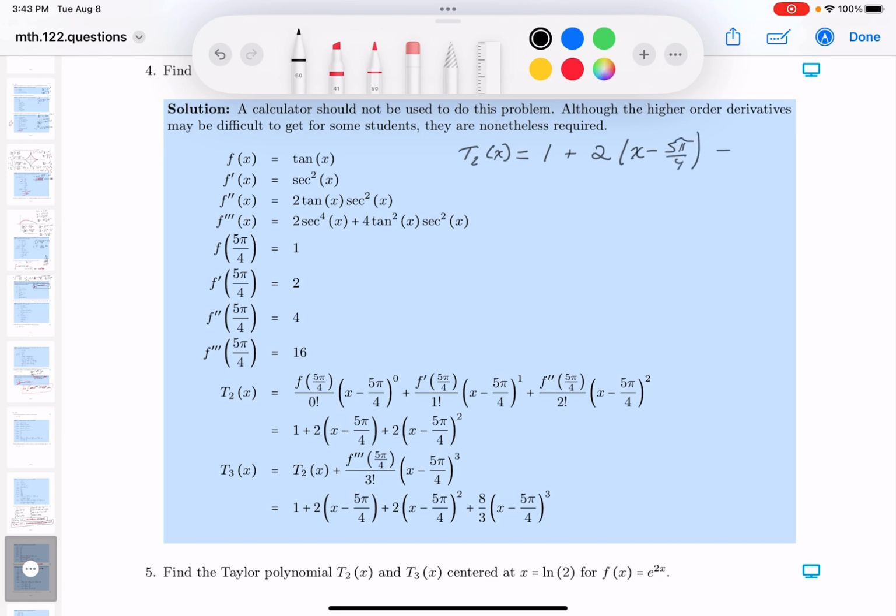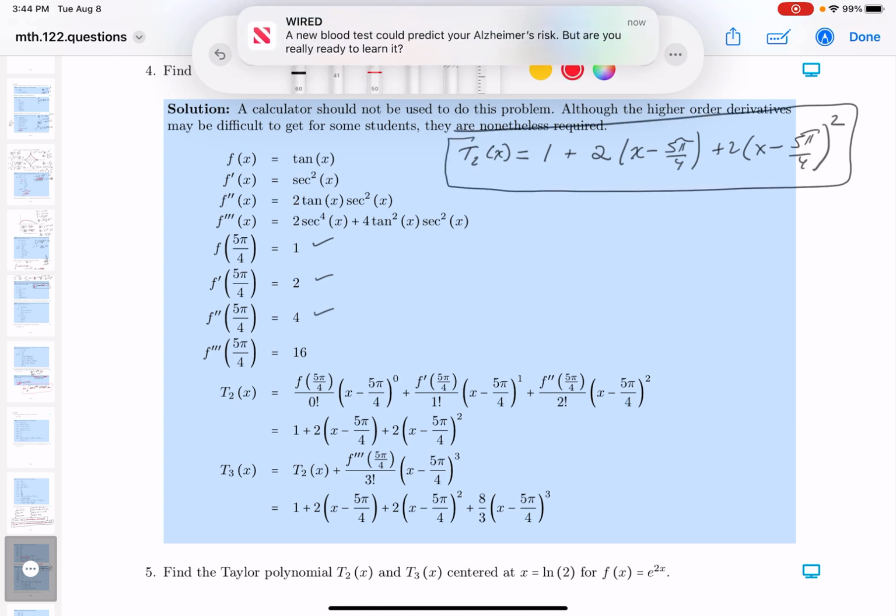Let's see, we got one more to go. Plus, let's say we just did the 1, we did the 2, now we're on to the 4. So it's going to be 4. Now 4 over 2 factorial, 2 factorial is 2, and 4 divided by 2 is just 2. Squared, that's T2.